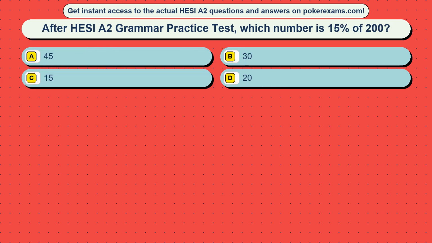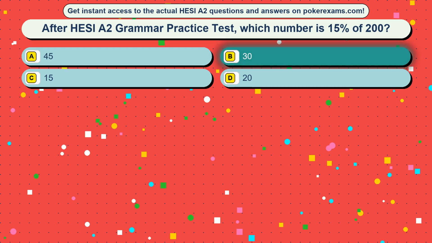Question 36. After HESI A2 grammar practice test, which number is 15% of 200? Option A, 45. Option B, 30. Option C, 15. Option D, 20. The correct answer is option B, 30.